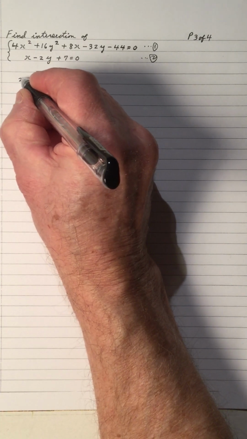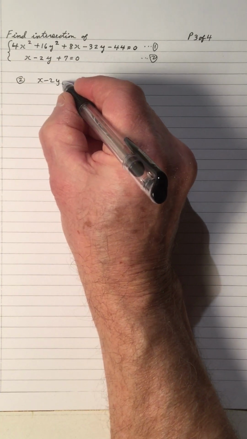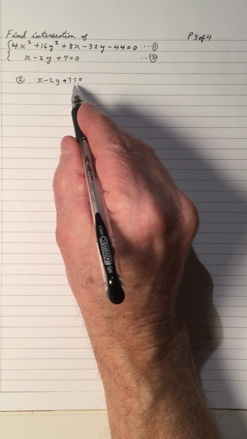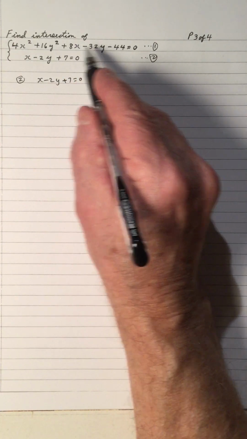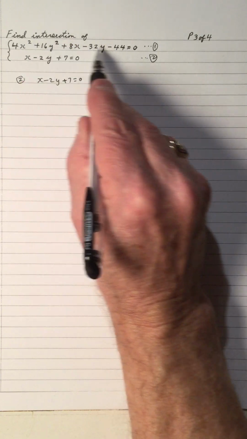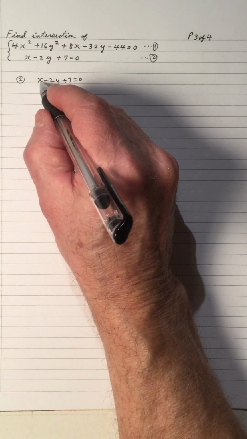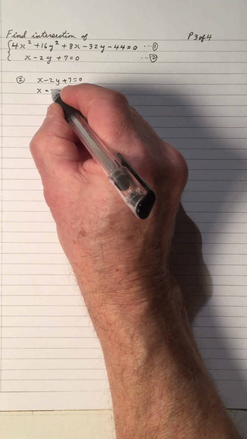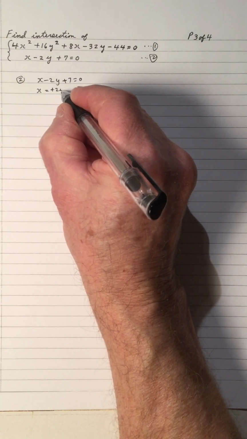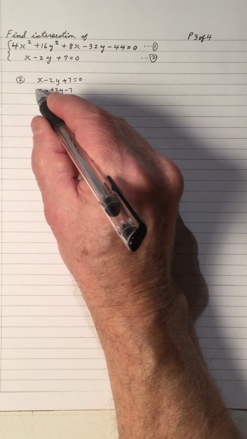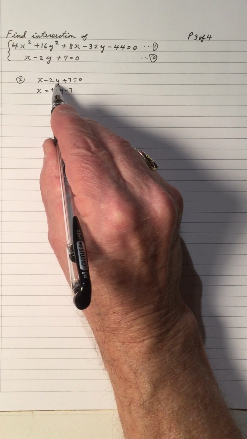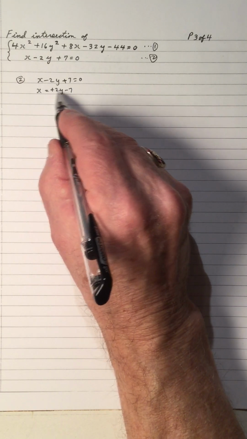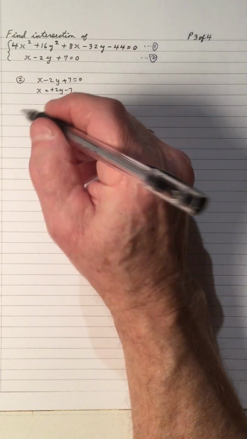Let's take number 2, which is x minus 2y plus 7 equals 0. Now I've got a choice. I want to solve this equation for x or y and sub it in here, because when we do that, we will have all x's or all y's. Notice the x has a 1. Because the x has a 1 coefficient, it's best to solve this equation for x. If you solve this equation for y, you're going to get a fraction of a half and 7 over 2. So solving it for x and subbing it into here, we'll have no fractions.